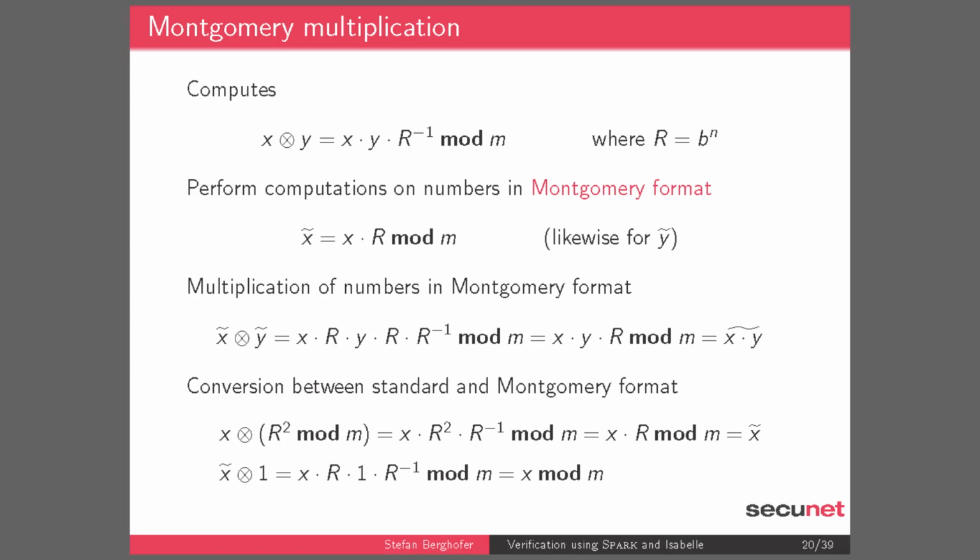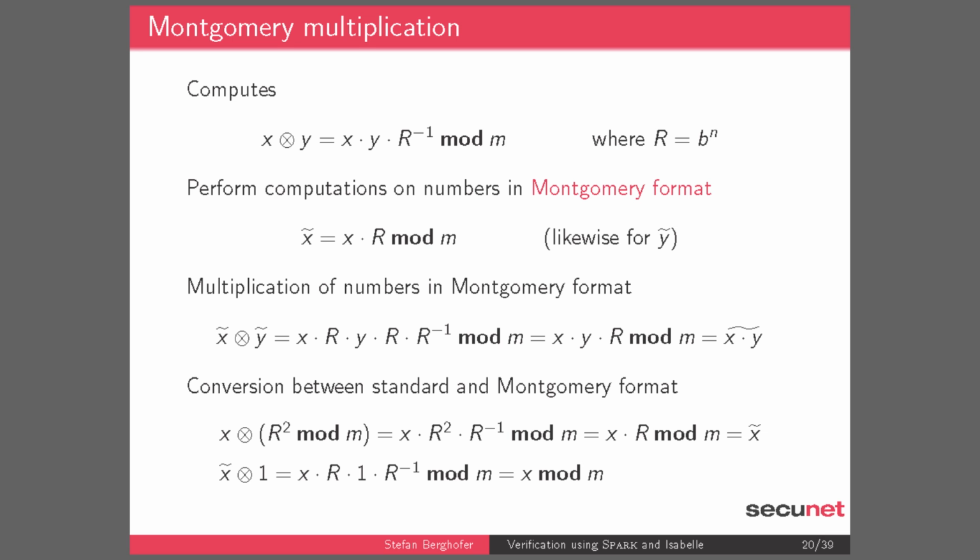So how does Montgomery multiplication work? A peculiar thing about Montgomery multiplication is that it doesn't just compute x times y modulo m, but the result is also multiplied with some specific factor, which is the inverse of some constant, which I've called r. And r is just b to the power of n, where b is the base and n is the length of the big number. So if you think of the largest big number representable using n words, and then you add 1 to it, then that's what r is.